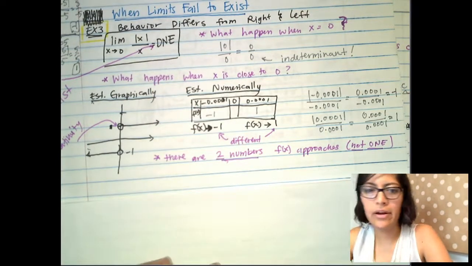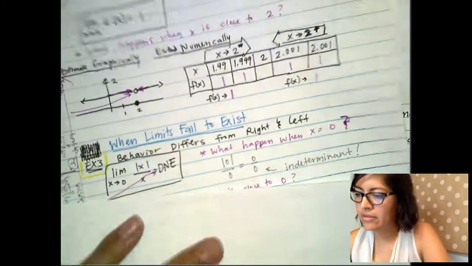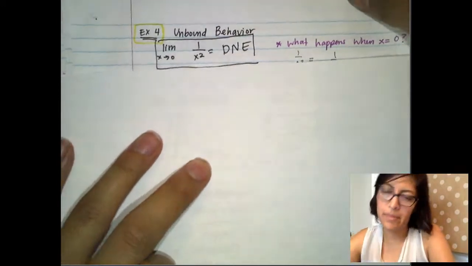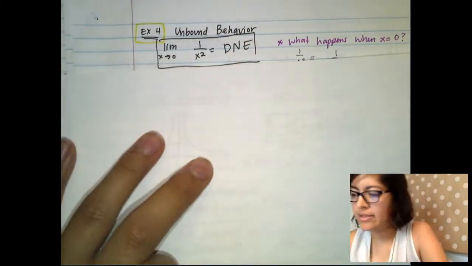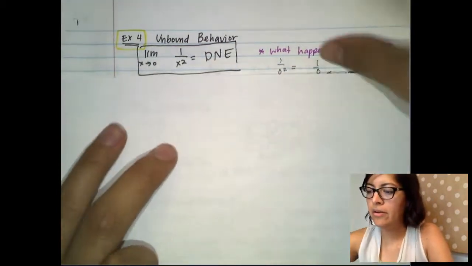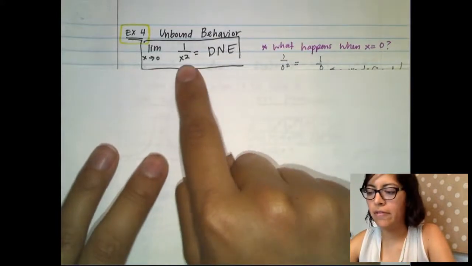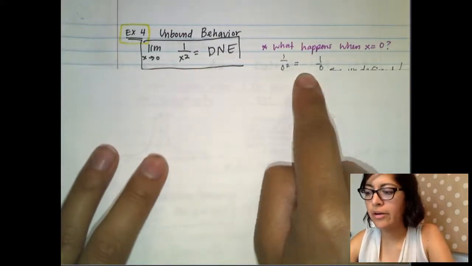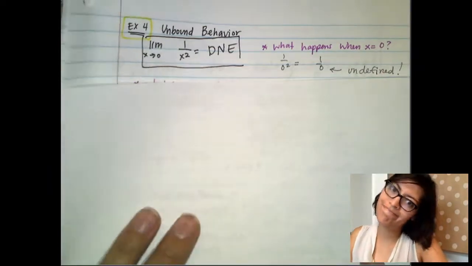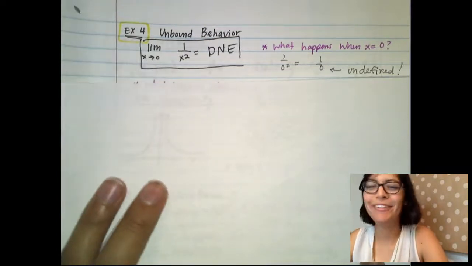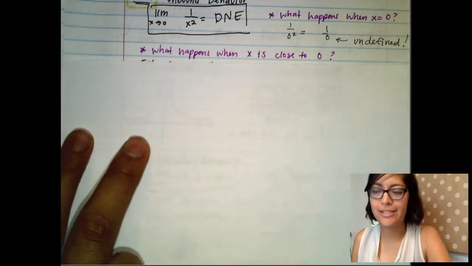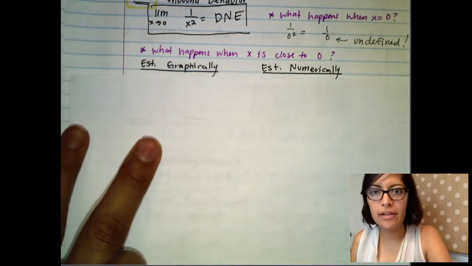Okay, so let's look at another example, example 4. Again, this is one that doesn't exist, but this is with unbounded behavior. I'm going to show you why it doesn't exist. What happens when x is equal to 0? When we plug 0 into our function, we get 1 over 0 squared, which is 1 over 0, which is undefined. So let's see what happens when x is close to 0. Let's look at it graphically and numerically.